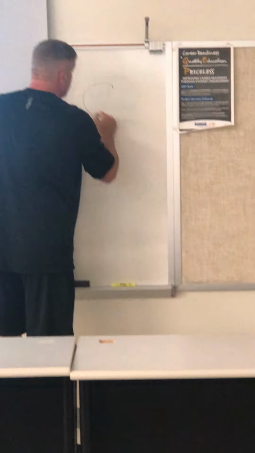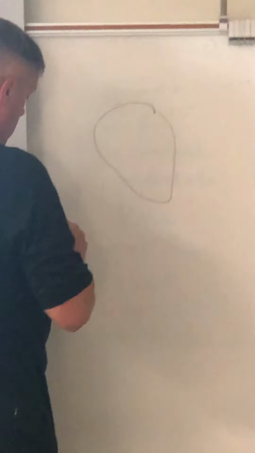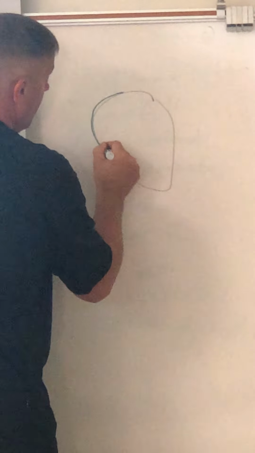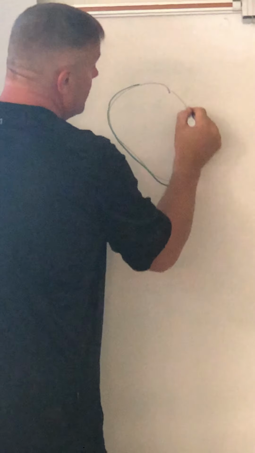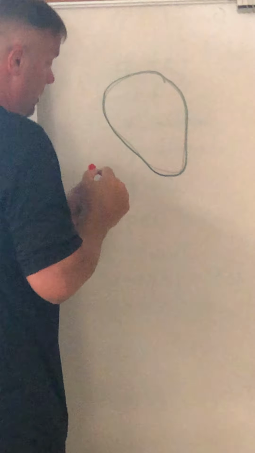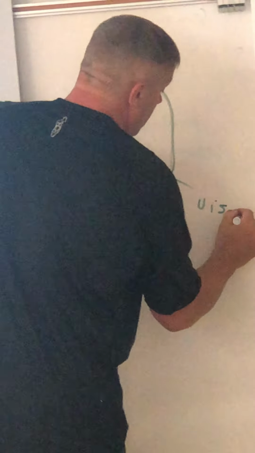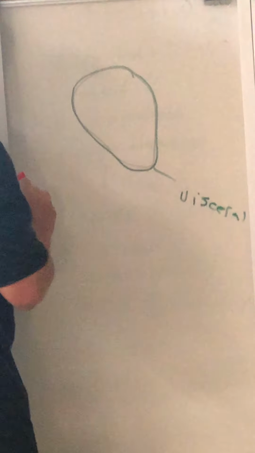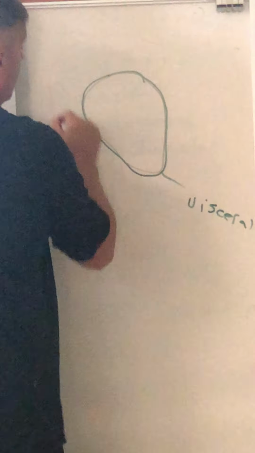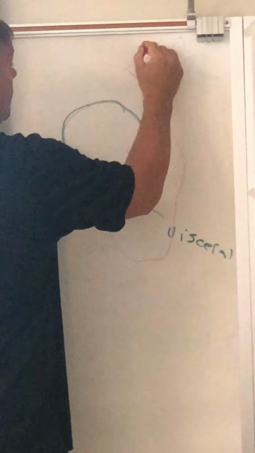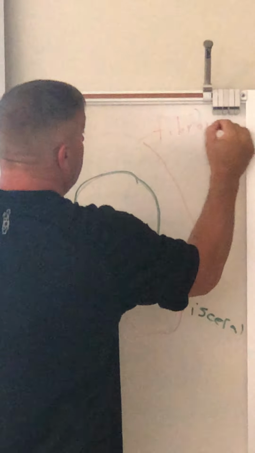So if here's your heart, the visceral pericardium is going to cover the heart directly. Now, if there's a space in here, it's not intentional. I'm just not that good of an artist. But that is your visceral pericardium, which covers the heart directly. Well, then out in here, hopefully you can see that red stripe. It's not real visible. We're going to call this the fibrous pericardium.